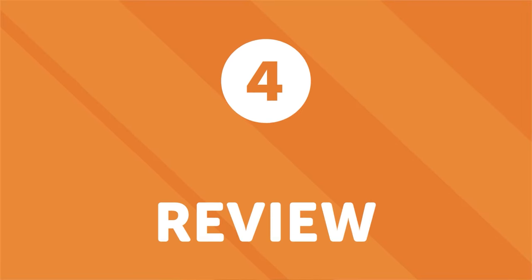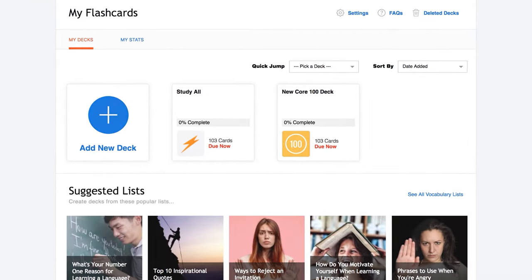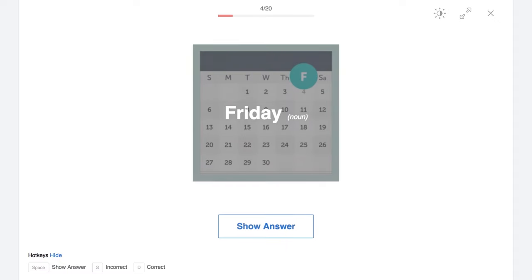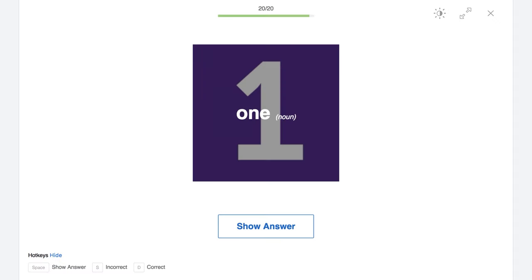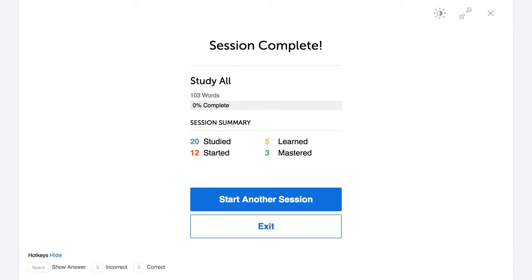Number 4, review, because repetition is the mother of all learning. If you're struggling with a particular word, grammar rule, or lesson, be sure to repeat and review it a few times. And then come back a few days later and review it again. This same principle is used in our spaced repetition flashcards. The system quizzes you on words, then re-quizzes you in 3 days, then in 6 days, and so on, until the word gets embedded in your long-term memory.